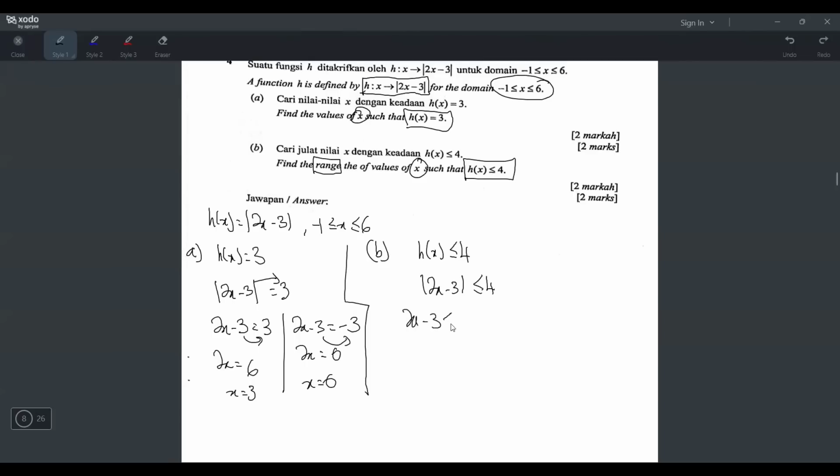You cannot do it like that. Like this is wrong, and then the equal you just change to smaller equals. Cannot. Okay, this is wrong. So let me show you the correct way.